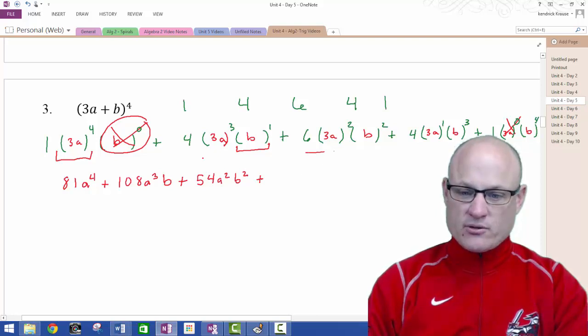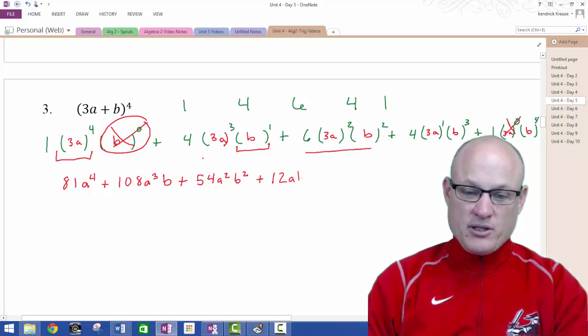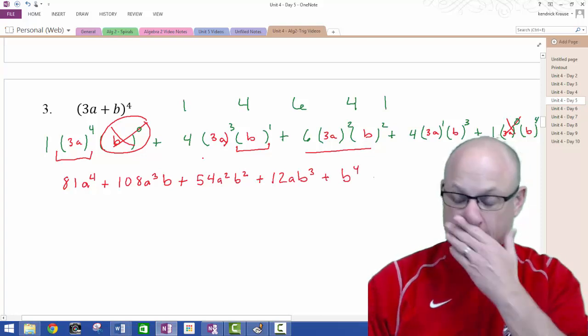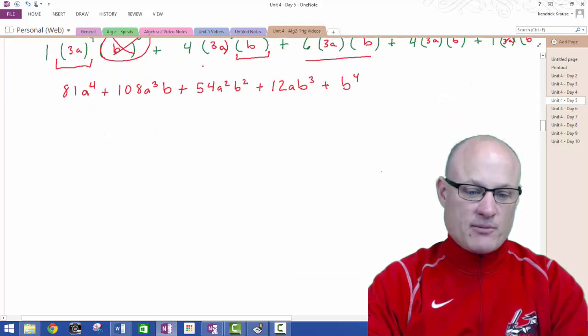So I finished this one. 3 to the 1st is just 3. 3 times 4 is 12. So this is 12A B cubed. And finally, the last one's very simple. It's just B to the fourth. Finished. Done. Let's go on to problem four.